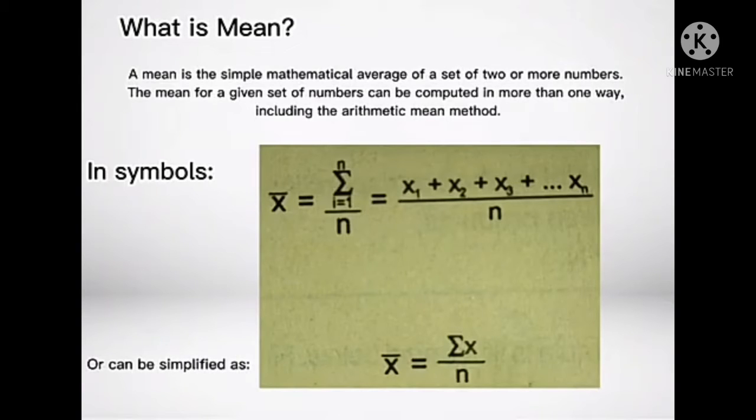What is mean? A mean is the simple mathematical average of a set of two or more numbers. When we say mean, we always remember the word average. So, this is the symbol. Sample mean equals summation x over n.